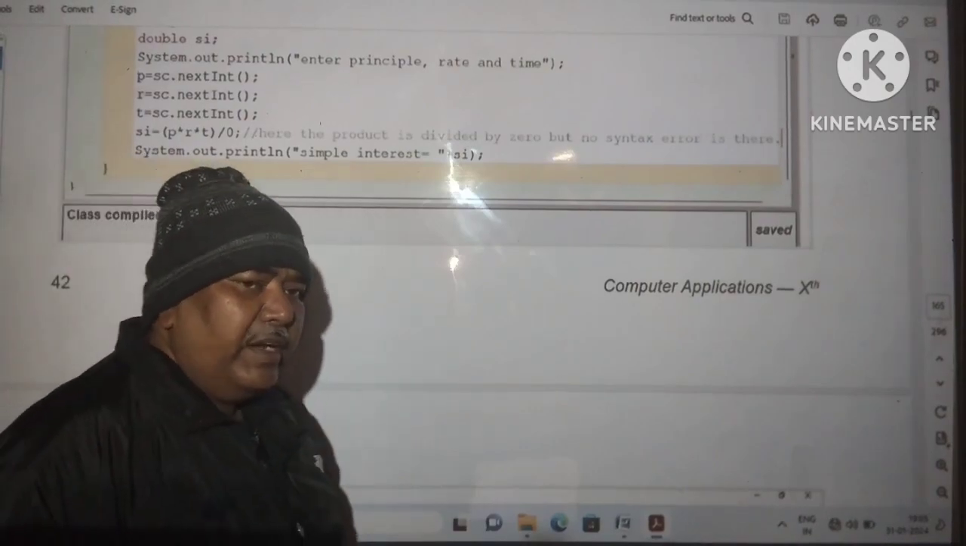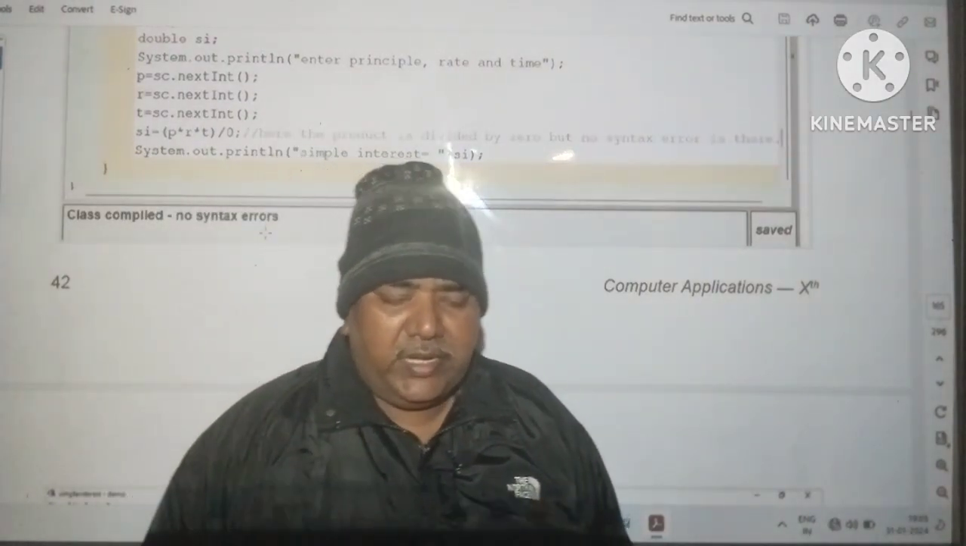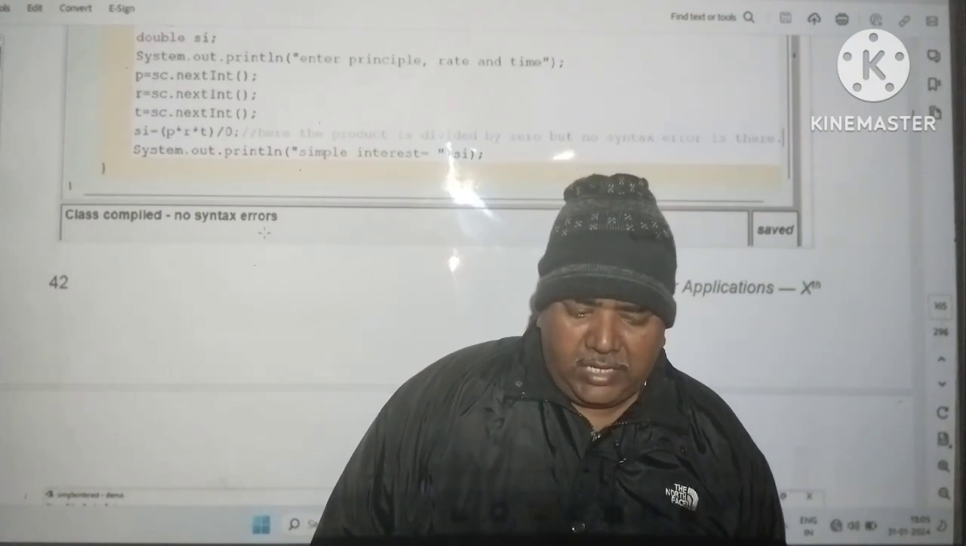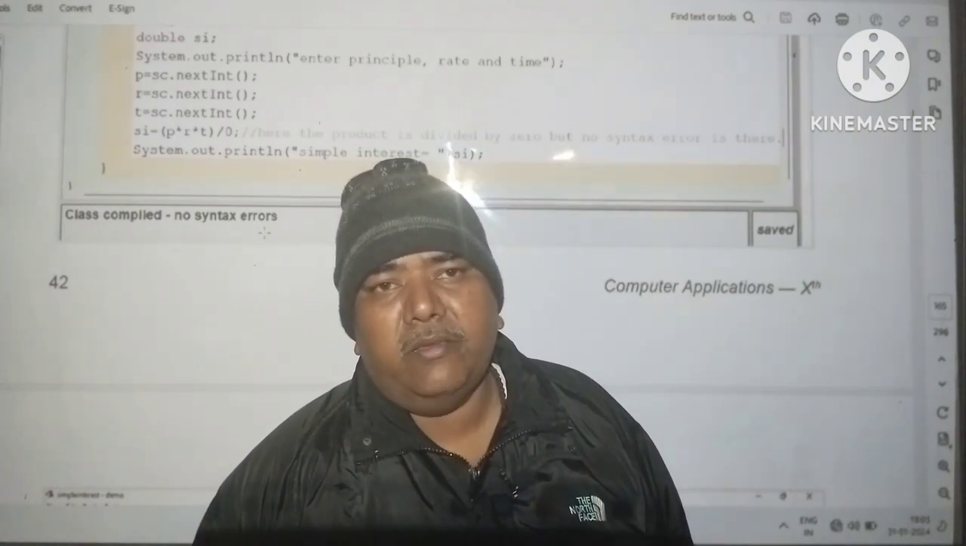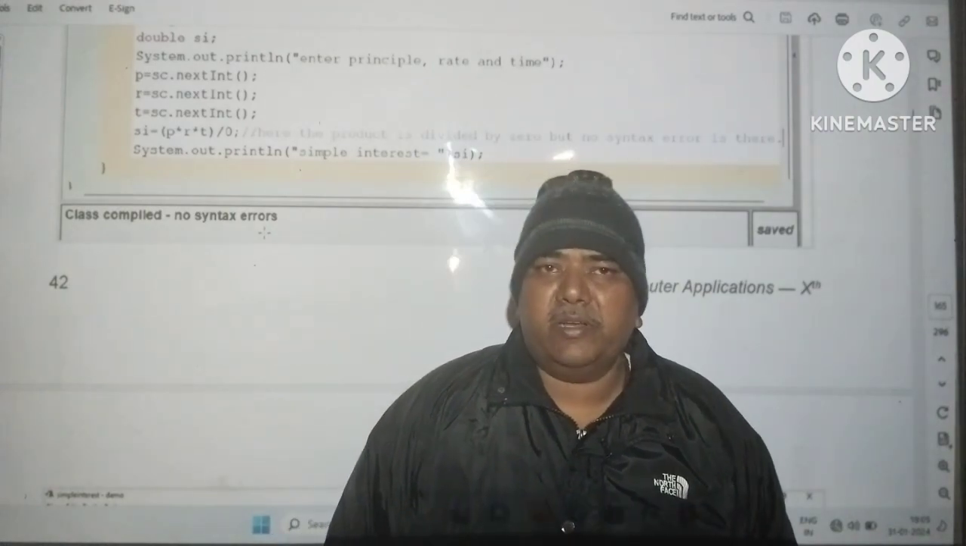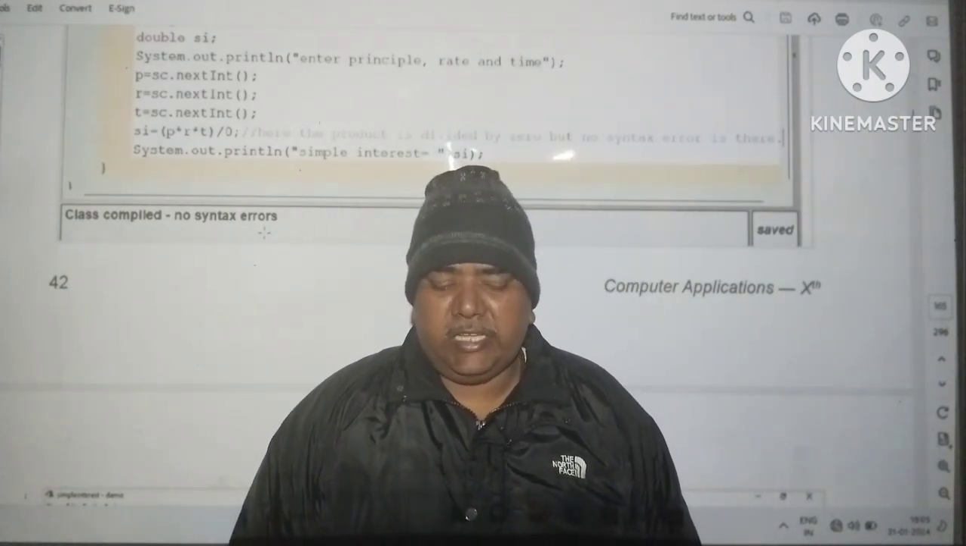Other than this, dividing any number by 0, as I have shown, will generate a runtime error. Then another runtime error can be generated by finding the square root of a negative number. That is also an arithmetic exception.